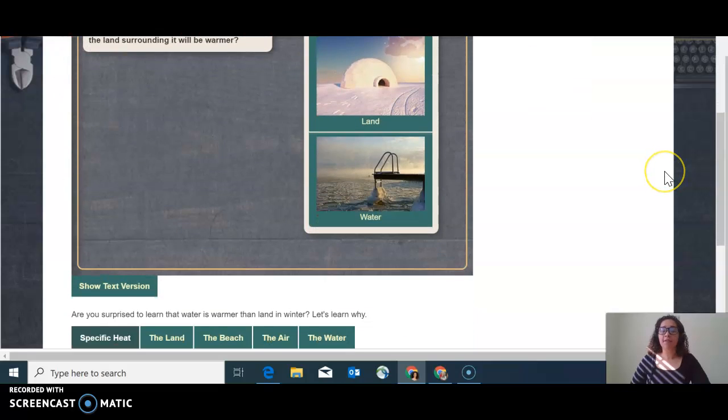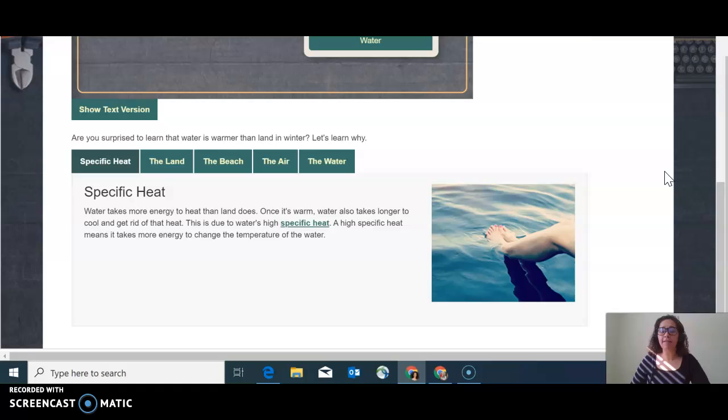So there are some differences between the land, the water, and the air in terms of temperature and how fast they heat up and they cool down. If you guys live near a coastal town, you may be able to see these differences more easily than someone that lives further inland. There is a reason that water takes more energy to heat than the land does. This is because water has a higher specific heat. And all that means is that it takes more energy to change the temperature of water than it does land. So that means that once water is warm, water will take longer to cool down and get rid of the heat.